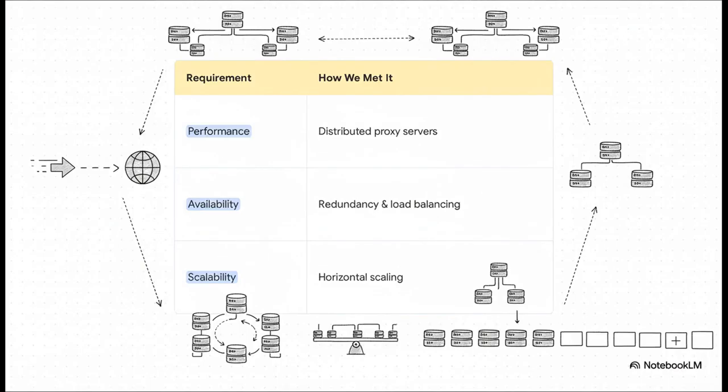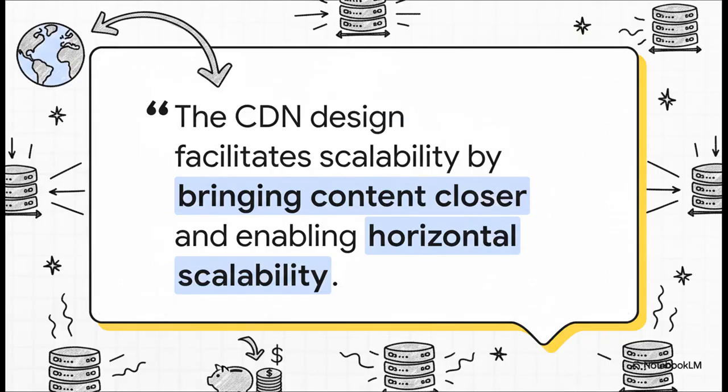Well, for performance, check. By distributing those proxy servers everywhere, we've crushed latency. Availability? Yep. With thousands of servers, there's no single point of failure. If one data center has a problem, we just route traffic somewhere else. And what about scalability? Absolutely. This design is built to scale horizontally. If you need more capacity in Europe, you just spin up more edge servers. Simple as that.